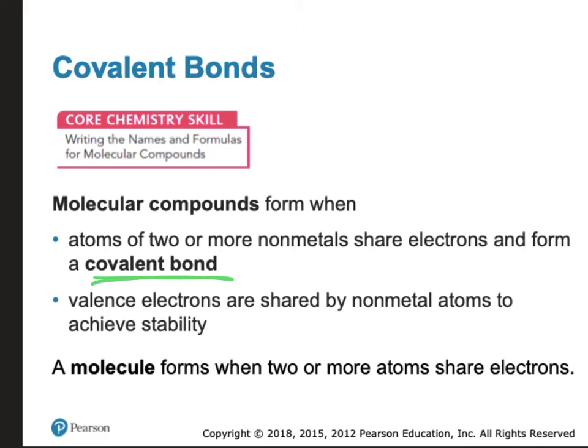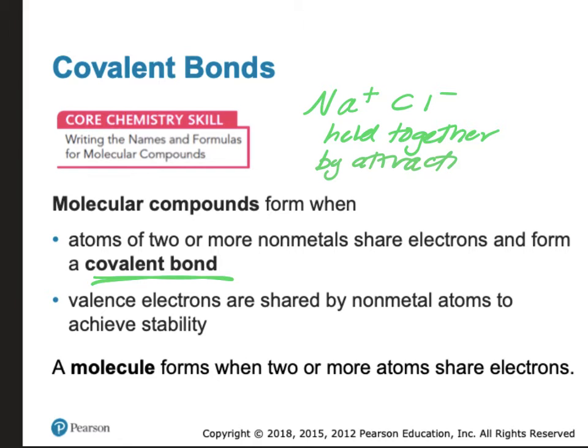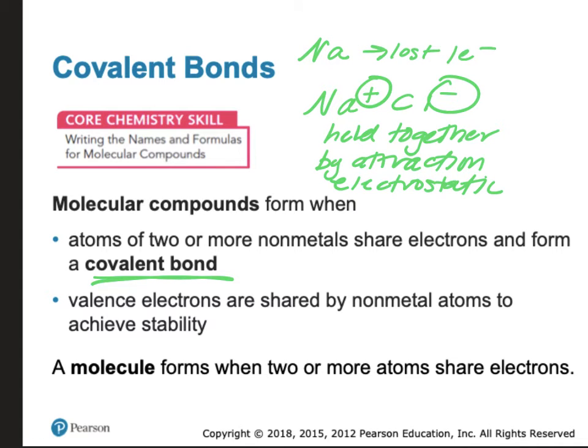Okay. So in the beginning of this chapter, we were looking at ionic bonds, where you had a sodium and a chlorine, and they were going to be held together by attraction, particularly electrostatic attraction, because you have a positive charge on the sodium and a negative charge on the chlorine. In order to form this sodium cation, you had neutral sodium and it lost one electron.